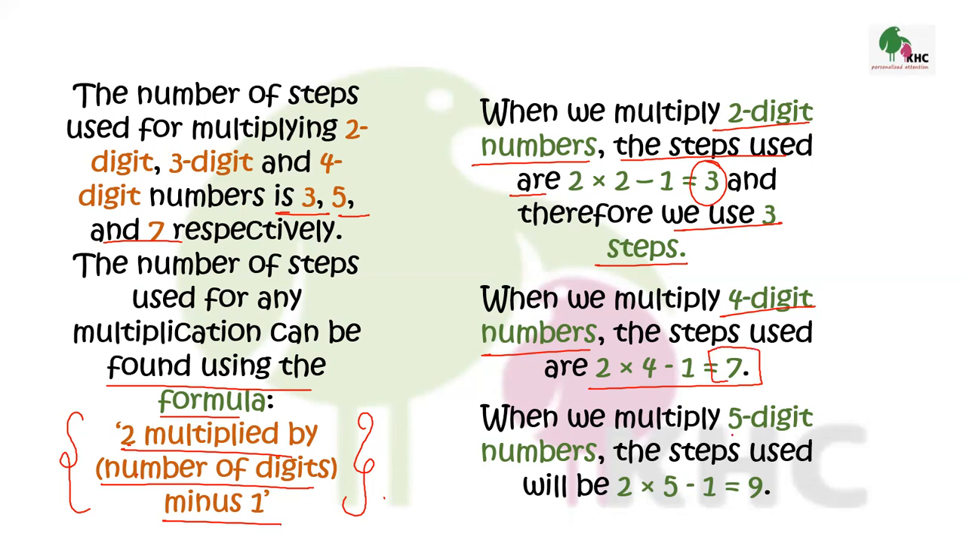Similarly, to find out the number of steps involved in 5-digit multiplication, we can use the formula again. So it's 2 times 5, because 5 is the number of digits. That is 10. 10 minus 1 is 9. So you'll have 9 steps involved in 5-digit multiplication.